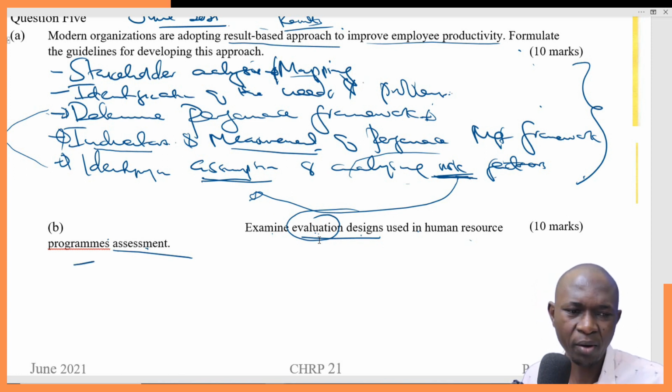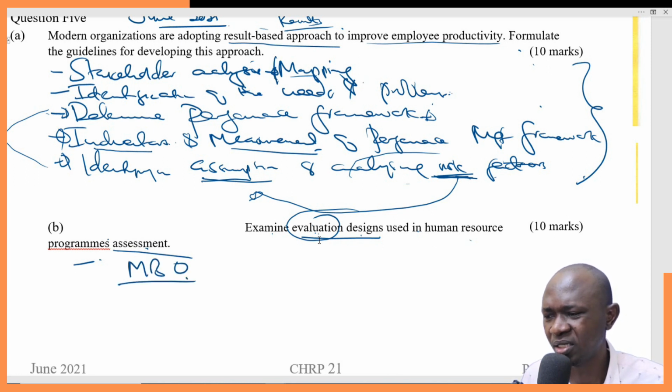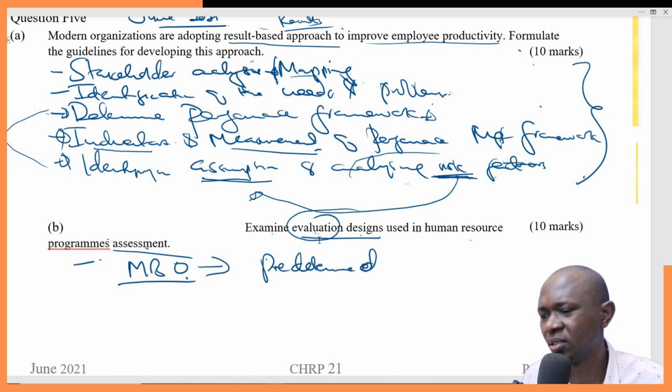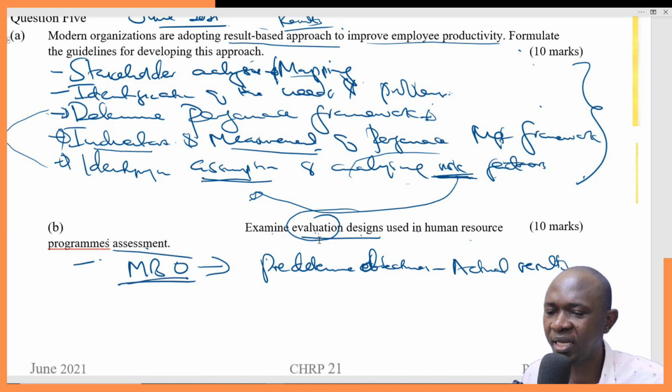So, number 1, we can talk of the obvious one, which we are very much familiar with. We have the MBO, management by objectives. It's an evaluation design where we have the predetermined objectives, and then we compare them with the actual results and see how far we fared. Management by objectives.